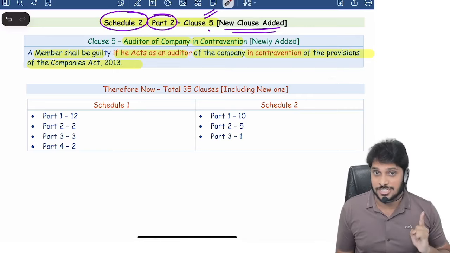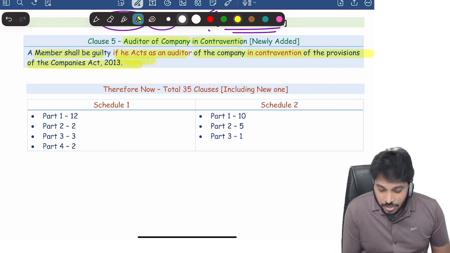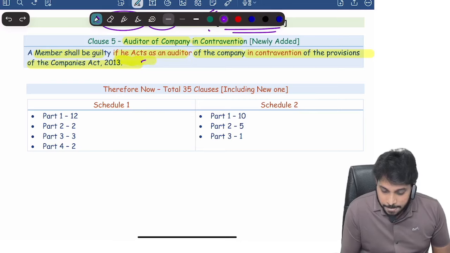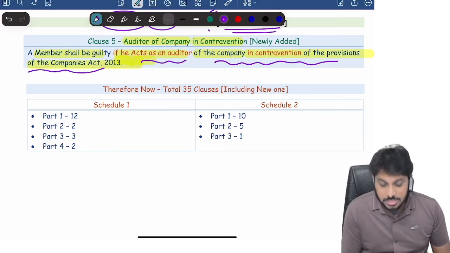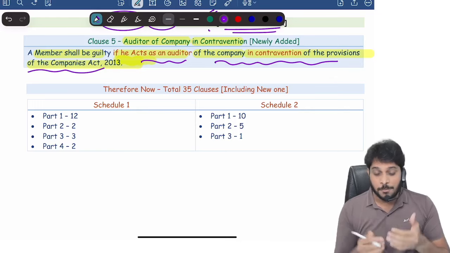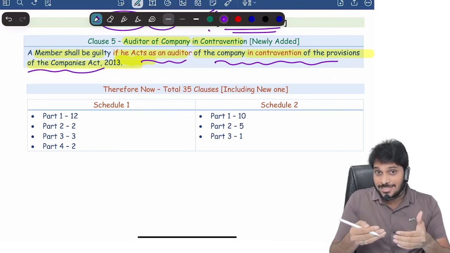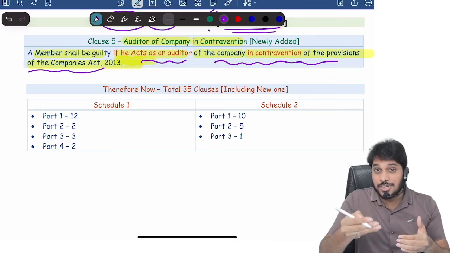No, there is a difference. Here, you are acting as an auditor in contravention of the provisions. What does it mean? Remember, there is something called casual vacancy. There is something called subsequent disqualification.